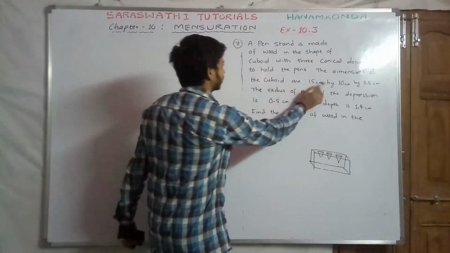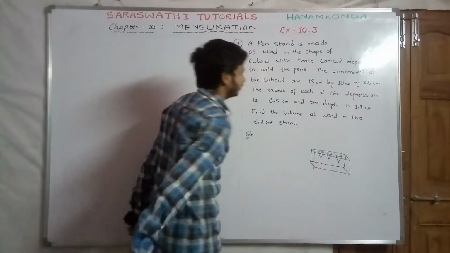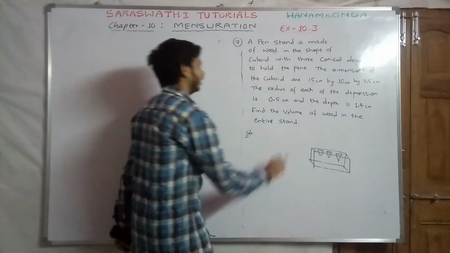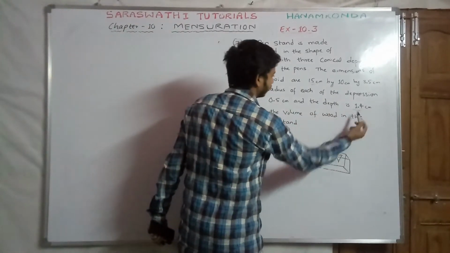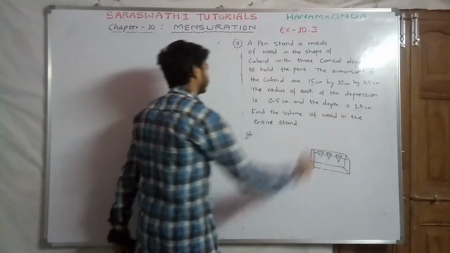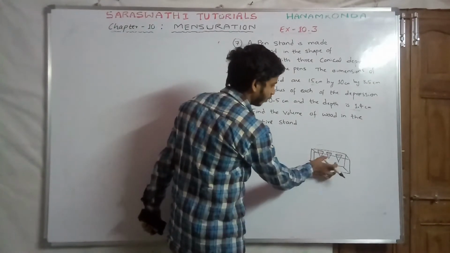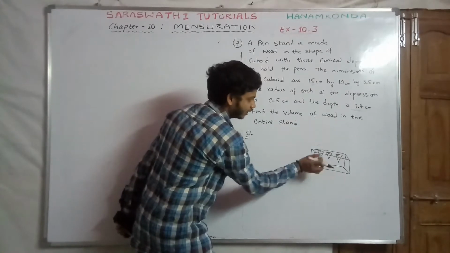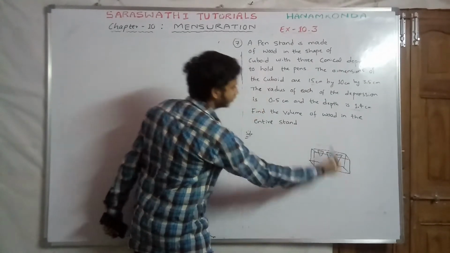So the dimensions of the cuboid are given. Length is 15 centimeters, breadth is 10 centimeters, and height is 3.5 centimeters. The radius of each of the depressions is given, and the depth is 1.4. That means the depth, nothing but the height of the cone, is 1.4 centimeters. We have to find the volume of the wood in the entire stand. So in order to find it, we have to subtract the volume of these 3 cones from the volume of the cuboid.